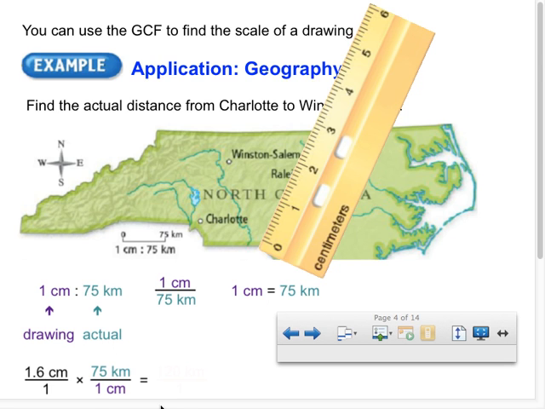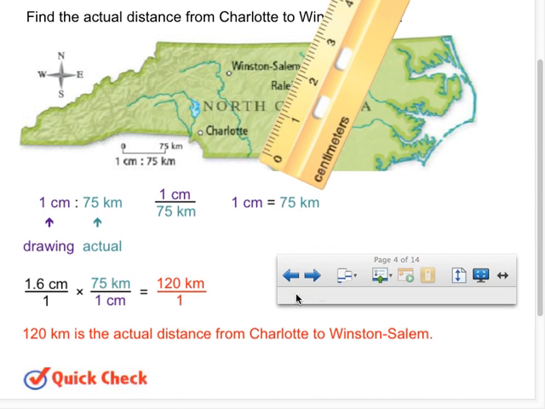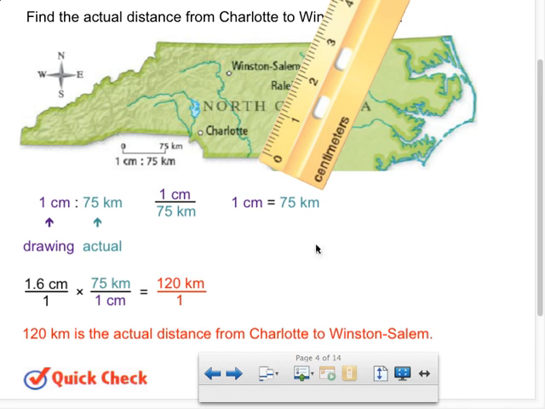Do you guys remember what Terrell was talking about with the last problem? So I have to get my centimeters to cancel. I want to be left with kilometers. So here, if my centimeters are in the denominator and my kilometers in the numerator, those centimeters cancel out, and it gives us back 120 kilometers. So the actual distance from Charlotte to Winston-Salem is 120 kilometers. Okay, so that was the example.